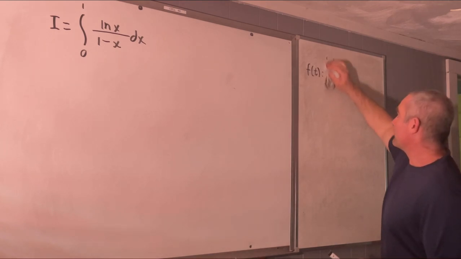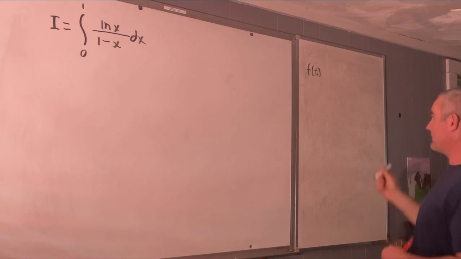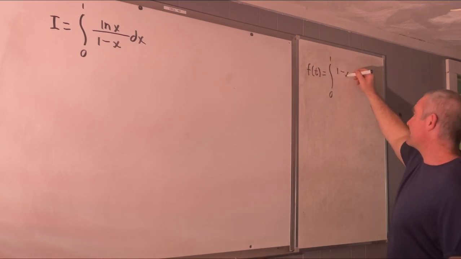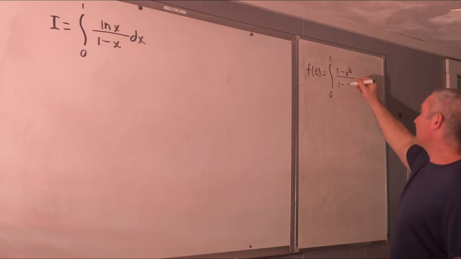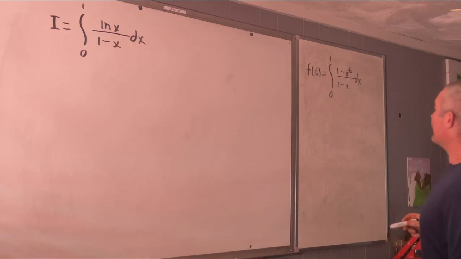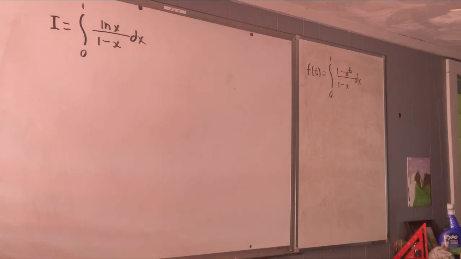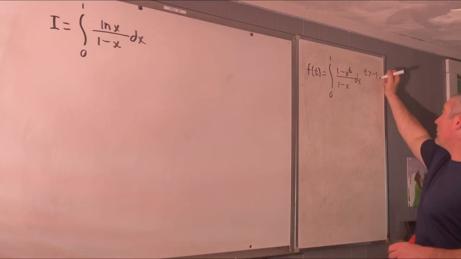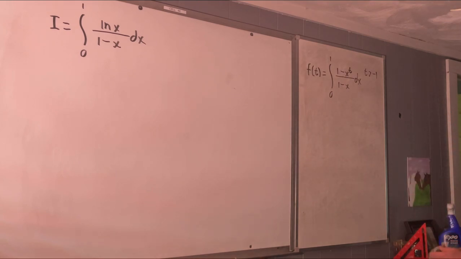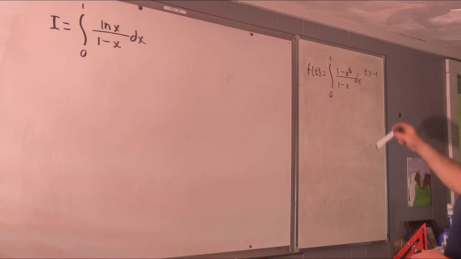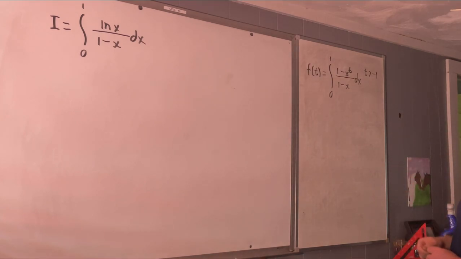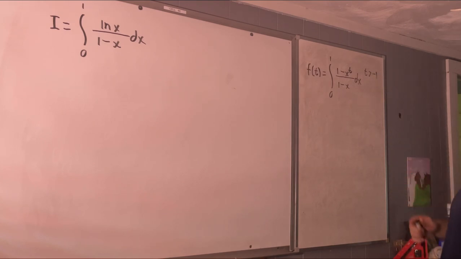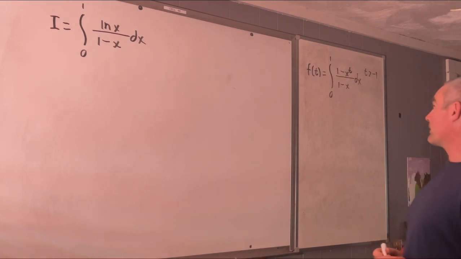So here's the correct reparameterization. Here's how we're going to do it for real. F of t is equal to the integral from 0 to 1 of 1 minus x to the t over 1 minus x dx. And that does converge definitely for t values greater than negative 1. I verified that with Desmos and Wolfram Alpha, and that integral definitely converges. So we can use the Leibniz rule for differentiation under the integral sign, as long as we place the restriction that t is greater than negative 1.